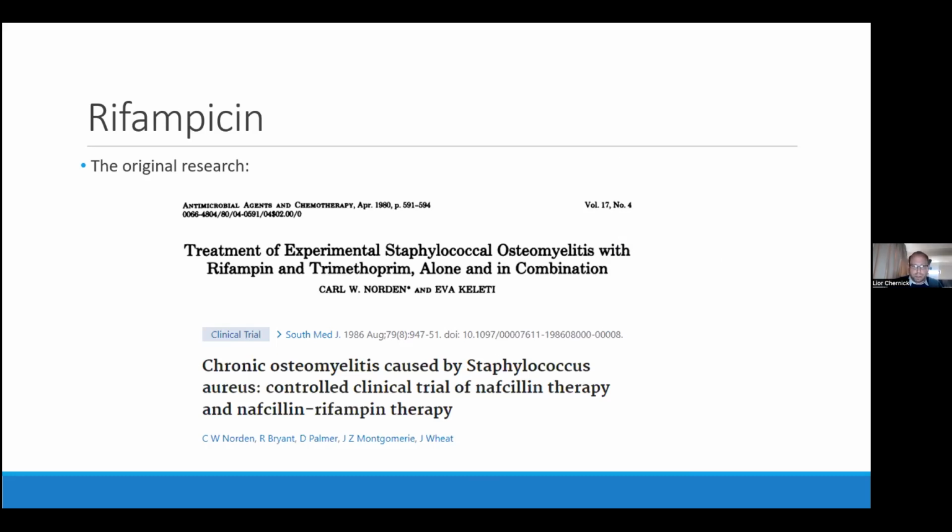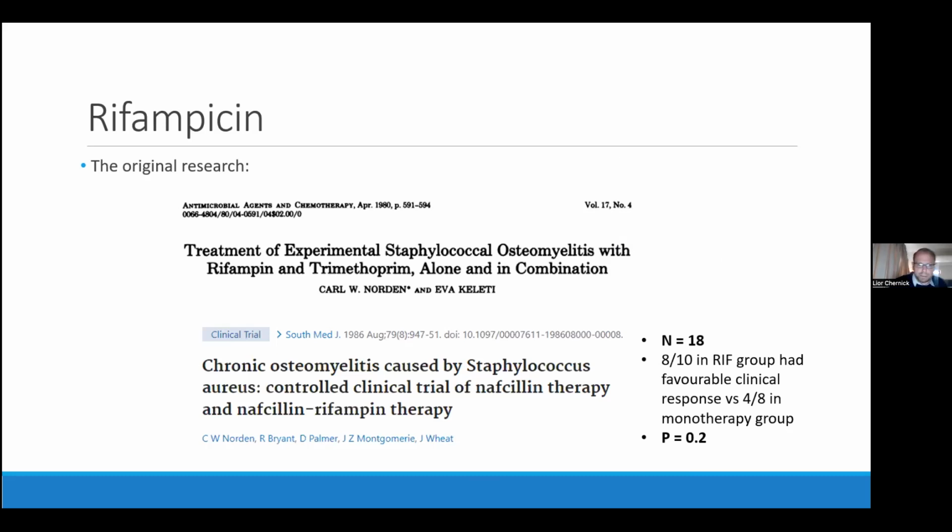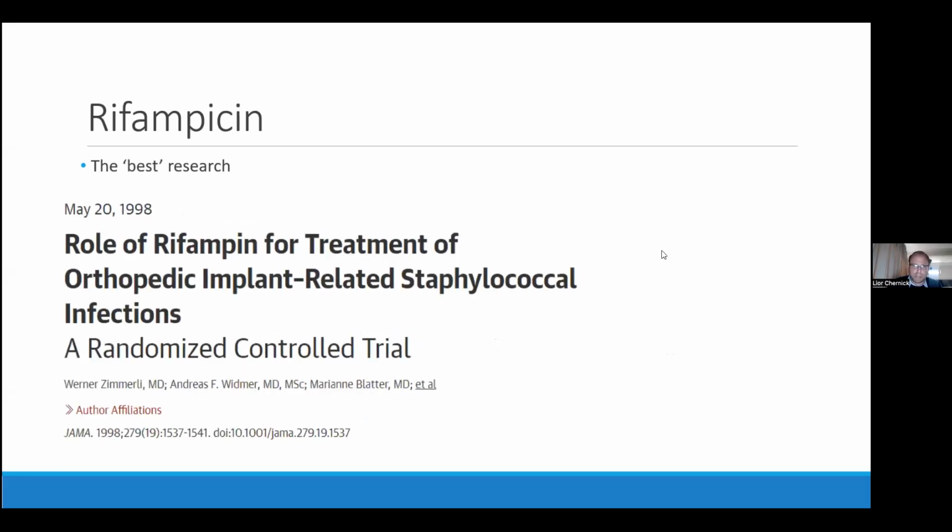And the same doctor, Dr. Norden, goes on to do a small trial, really small trial, essentially 18 patients with chronic osteomyelitis, and uses an anti-staphylococcal penicillin together with rifampicin. And what he found in this really small study was that 8 out of 10 in the RIF group had a favorable clinical response versus 4 out of 8 in the monotherapy, but being such a small trial, not really of statistical significance.